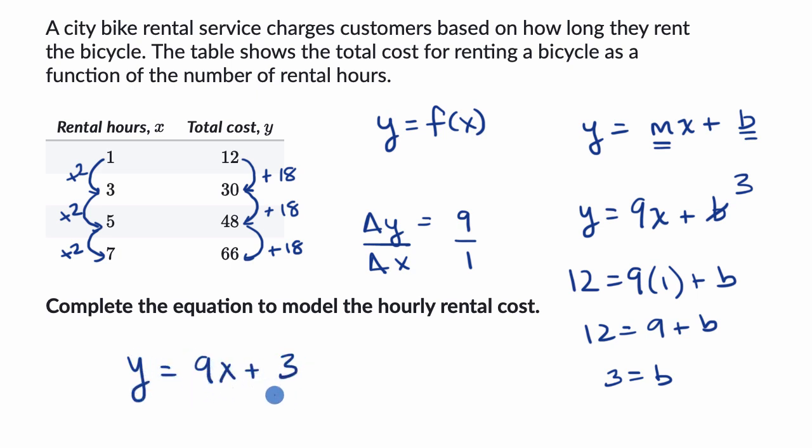One way to interpret this is, even if you're just renting a bike, before they even charge you the hourly rate, they're going to charge you $3 just to do that. And then they're going to charge you $9 per hour after that. And you can double check that. If I had to rent this bike for 3 hours, I'm going to pay that $3, and then I'm going to pay an extra $27 for the hourly amount that I'm using it. 27 plus 3 is indeed $30. You could try out any of these other ones.